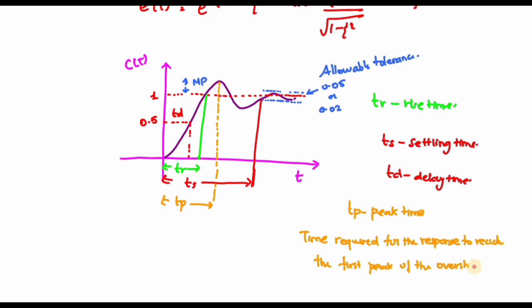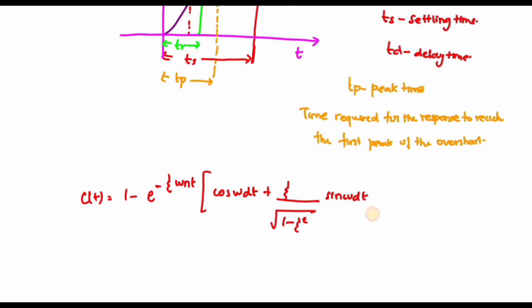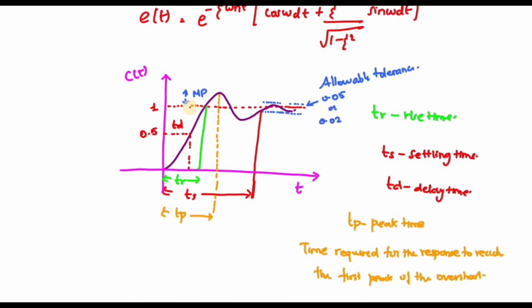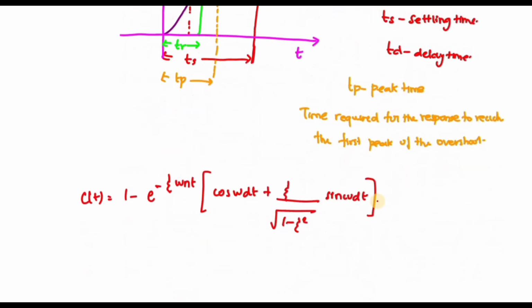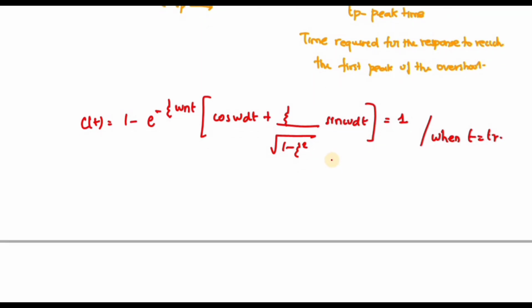Now I can write the c of t value. First, let us find the rise time. The rise time is when c of tr reaches the value at t equal to tr. c of tr reaches 1, so you substitute the value of 1 here. The 1 and 1 get cancelled out, so this whole term equates to 0.